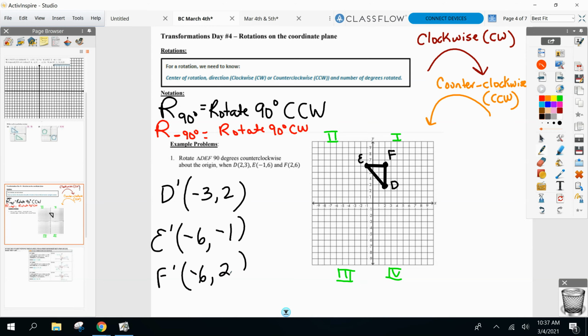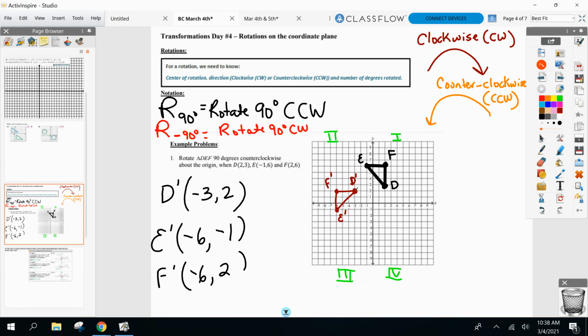Go back to the original graph and graph it now. Okay, turn your paper back to the original and go ahead and graph it. And you will see the triangle has been rotated 90 degrees. So I'm going to physically have you guys rotate your paper or Chromebooks. Okay, that triangle has now been rotated 90 degrees in a counterclockwise direction.